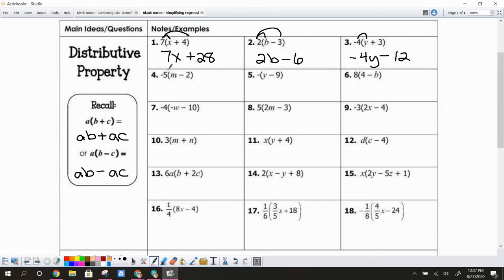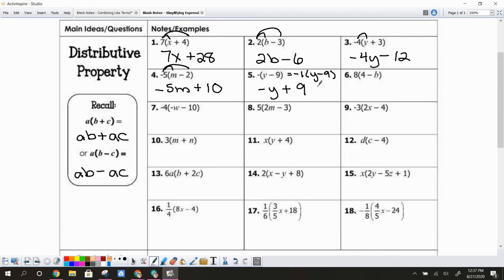For number 4, it's a negative 5 times m, which is a negative 5m, and then a negative 5 times a negative 2. And a negative times a negative is a positive, so we have a positive 10 there. Now, keep in mind, right here we have this negative on the outside. That's the same thing as saying negative 1 times whatever's on the inside. So we're doing negative 1 times y, which is a negative 1y, or just negative y, and then a negative 1 times a negative 9. A negative times a negative is a positive, and 1 times 9 is 9.